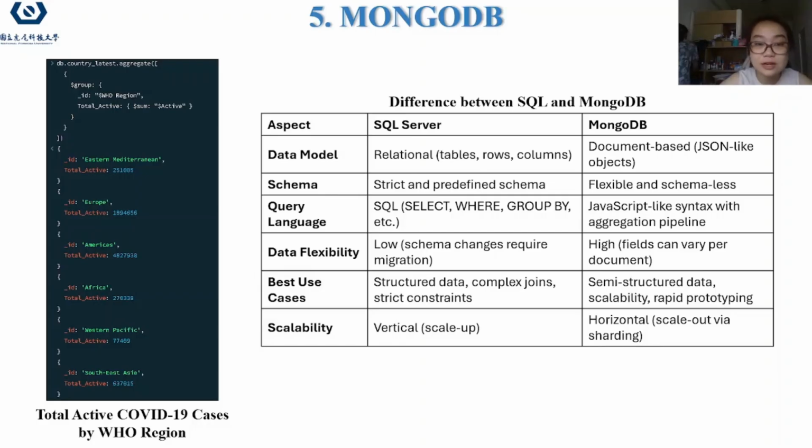And then the data flexibility in SQL Server is low because of the fixed schema, and changes have to meet the requirements of migration. And in MongoDB it is high because the fields can vary per document. On the aspect of best use case, if you want structured data to do reports or build tables, you should use SQL Server because it is structured data with complex joins and very strict constraints, so your data will have connections with each other. And MongoDB is for when you want flexibility, scalability, and rapid prototyping. And then scalability: SQL Server is vertical, scale up, and MongoDB is horizontal, scale out via sharding.